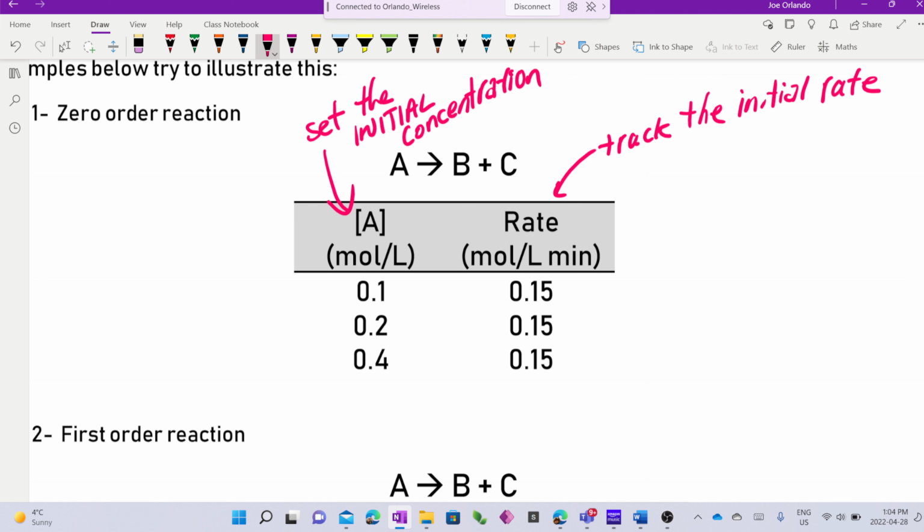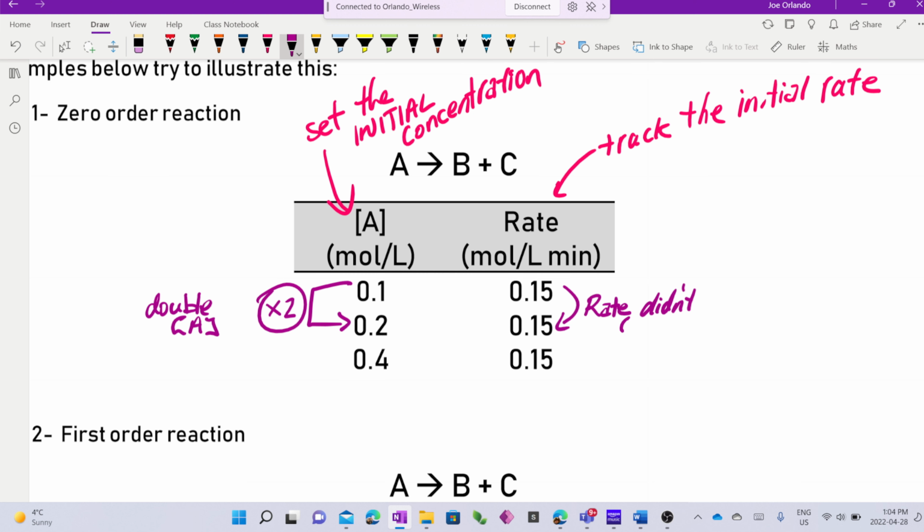0.15 molar per minute. Then, in this case, I said, okay, let's see what happens if I take the concentration and double it. We're going to double the concentration of A. And when I doubled the concentration of A, what happened? Nothing. They all look the same. The rate stayed the same because in a zero-order reaction, the concentration doesn't change the rate.